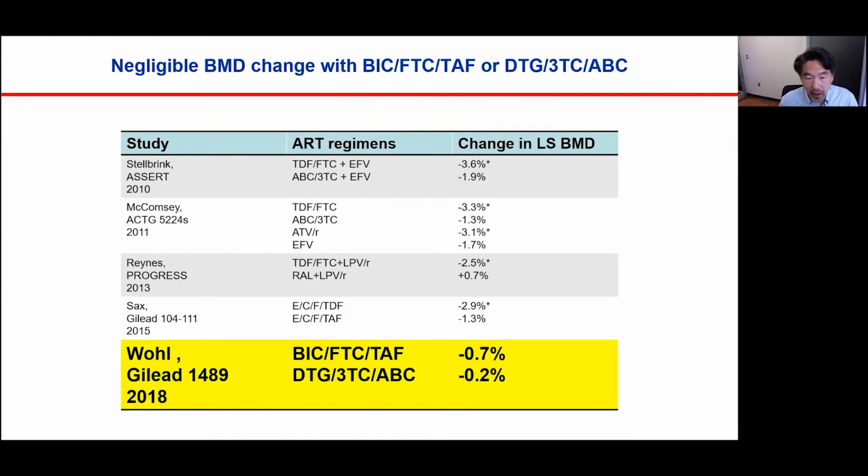Most remarkably, you can see from the newest combination regimens, in this case bictegravir, FTC, and TAF, there's very negligible change in bone density with initiation. And in this study, comparing that to abacavir, 3TC, and dolutegravir, very negligible change. So certainly this leads us to understand that with integrase inhibitors, you have a very, very low impact on bone. And with newer nukes, such as TAF, and with abacavir, there's very little impact on bone.